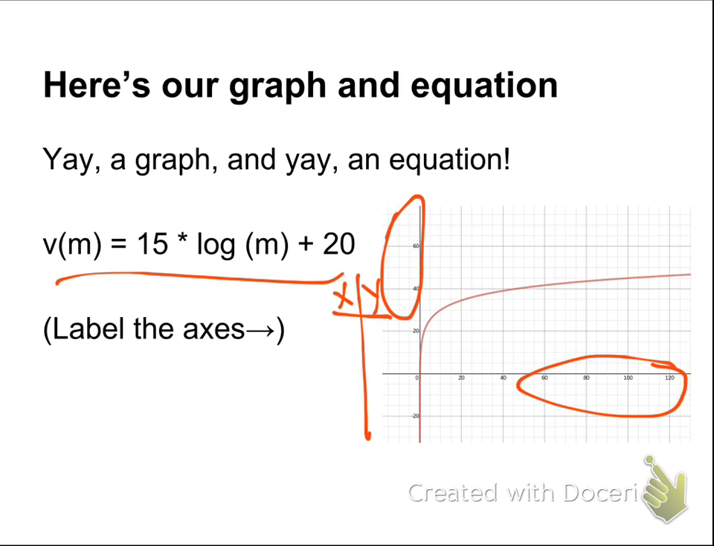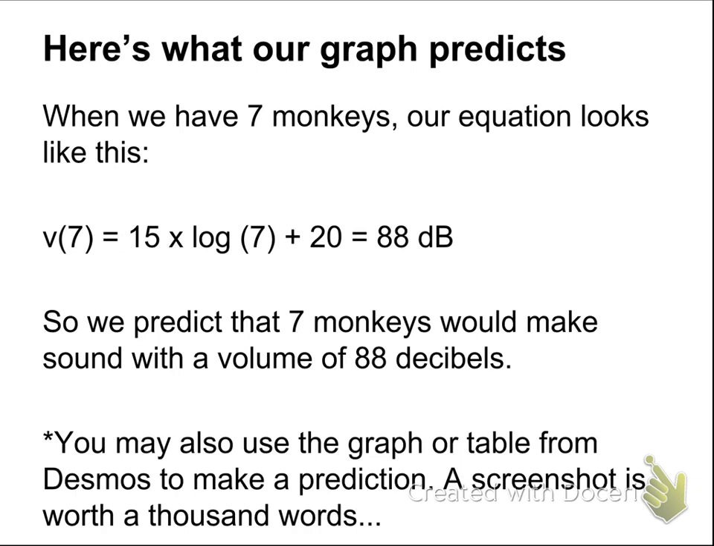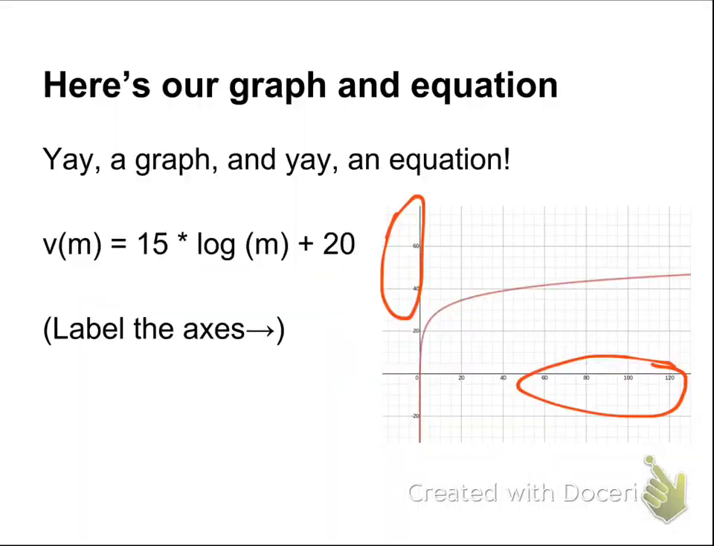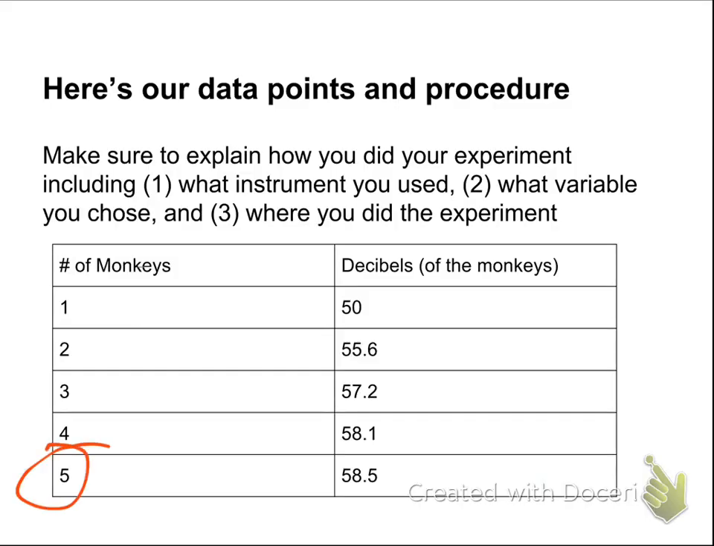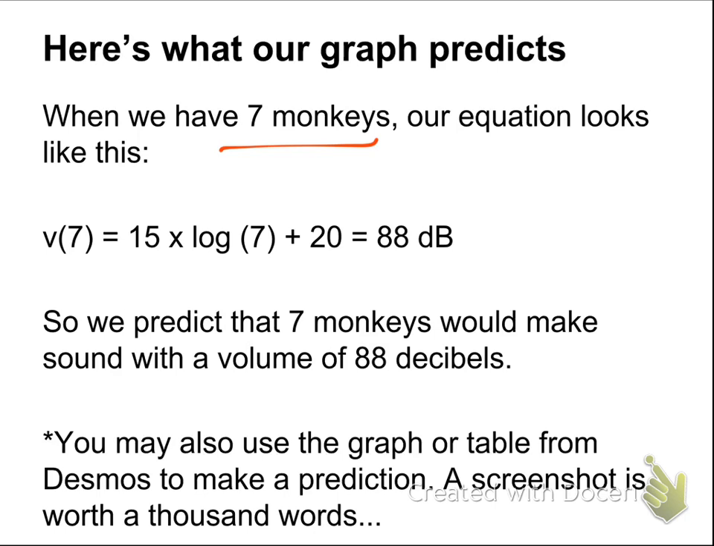That would be nice. Then what you want to do is you want to do your prediction. So notice I didn't measure 7 monkeys. I only had up to 5 monkeys, but I want to say, hey, what if we had 7 monkeys? Well, based on our function, this is what we would have. So we predict that with 7 monkeys, we'd have 88 decibels. You can also make the prediction from the graph or the table in Desmos, and you should know how to do that. And like I said, screenshots are worth 1,000 words. So that's always nice to have, and people can see what they're supposed to do when they're doing predictions.